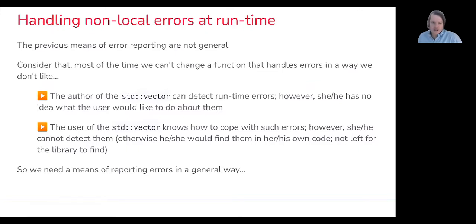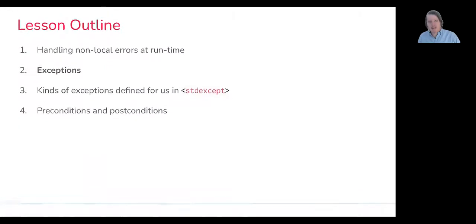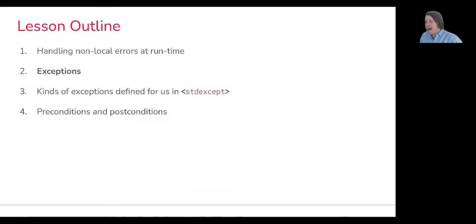So we need some means of reporting errors in a general way, which would separate these concerns. What we want is the ability to separate the actual error reporting from how we go about the error handling. For instance, the author of the standard library vector could tell us somehow, report that an error arose, and then ideally we'd like to be able to receive that report and determine how we'd like to go about resolving that. So we need some sort of separation of concerns here. And what we'll see moving into the next video in this lesson is that exceptions do just this.